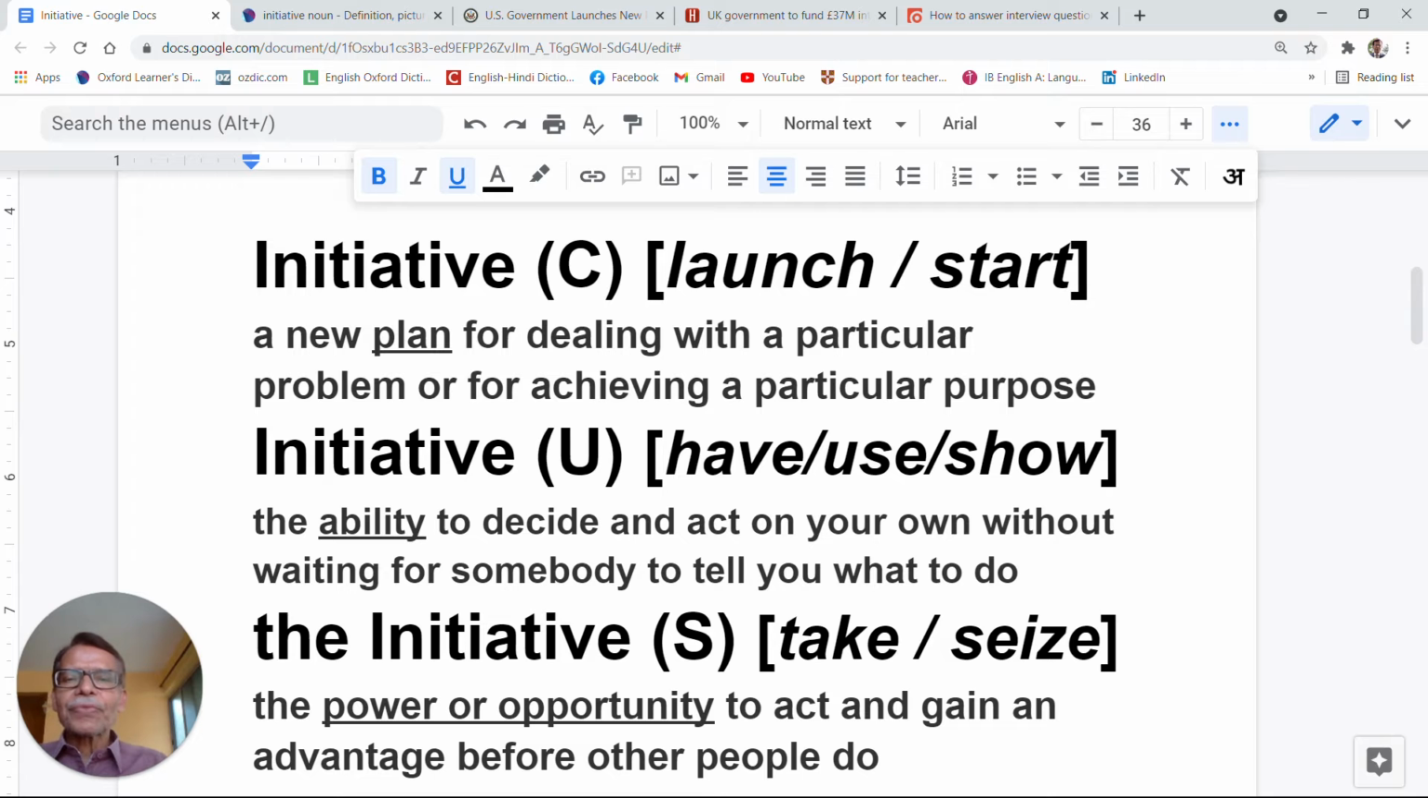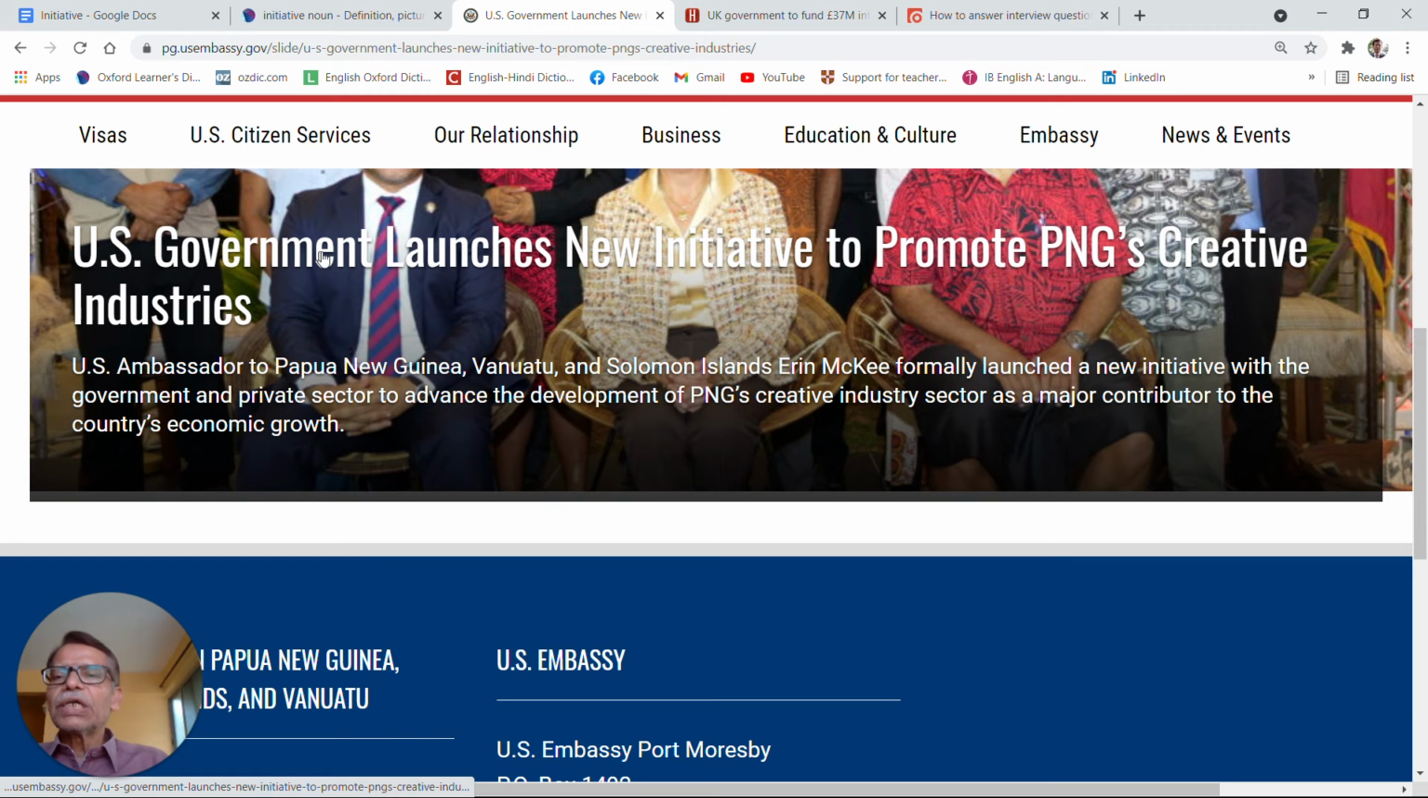And remember, with this, you cannot use the verb take. You must use the verb launch or start. Let me show you some authentic examples. Look at it. US government launches new initiatives to promote PNG's creative industries. And the detailed description, US ambassador to Papua New Guinea, Vanuatu and Solomon Islands, Erin McNee, formally launched a new initiative. This is a countable noun.